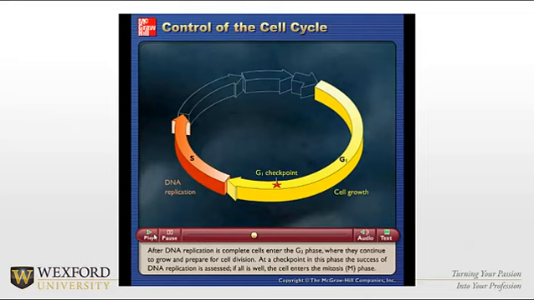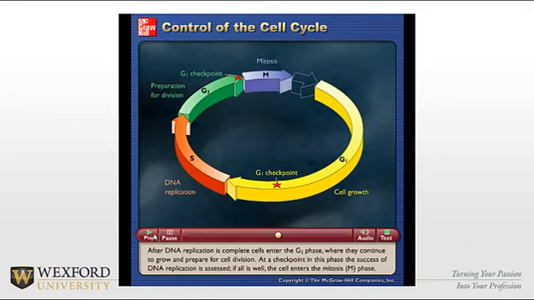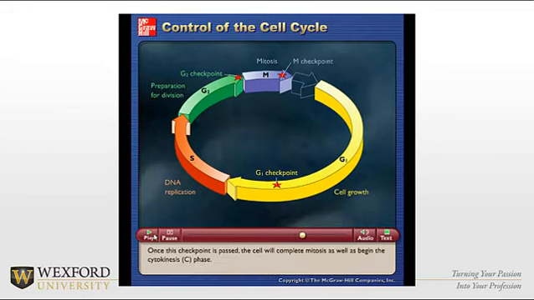After DNA replication is complete, cells enter the G2 phase, where they continue to grow and prepare for cell division. At a checkpoint in this phase, the success of DNA replication is assessed. If all is well, the cell enters the mitosis, M phase. During the M phase, a complex series of events moves the DNA so that a complete set of genetic instructions will be sent to each daughter cell. The process of mitosis is assessed at a checkpoint during the M phase. Once this checkpoint is passed, the cell will complete mitosis as well as begin the cytokinesis C phase.